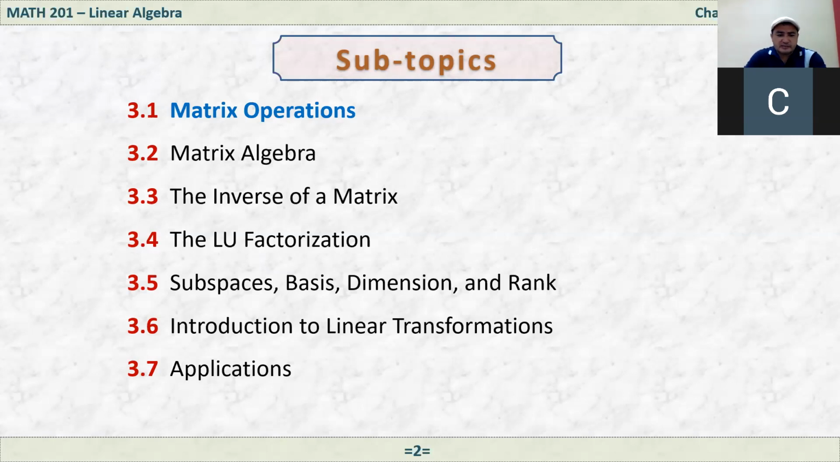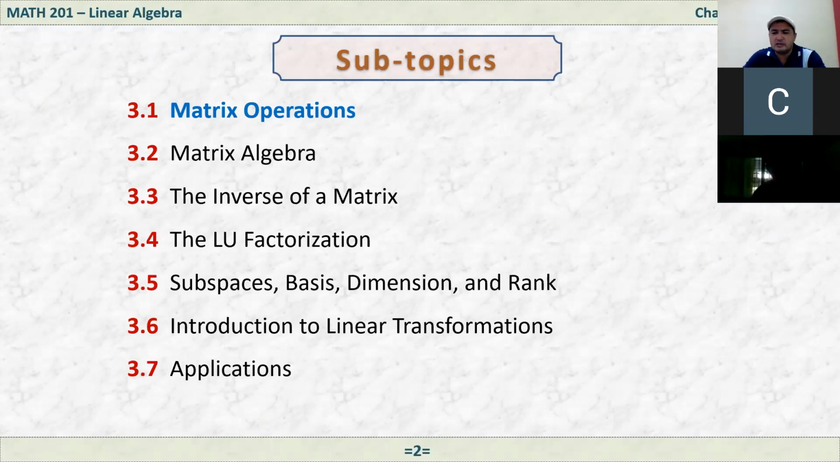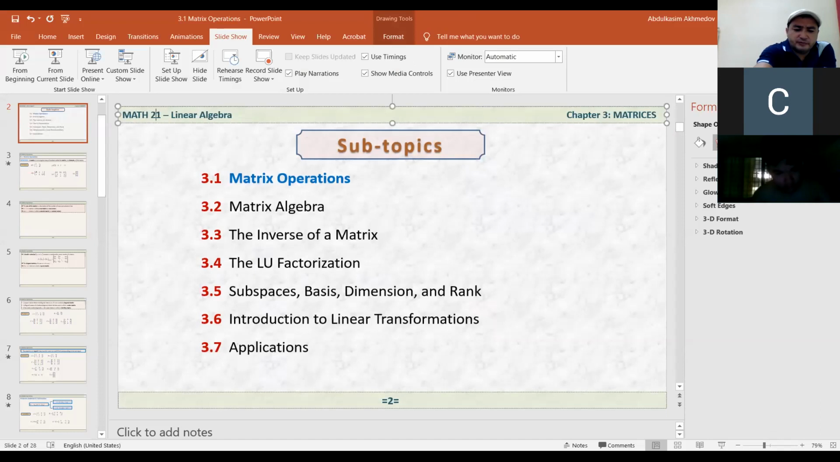What we have here is 7 subchapters: matrix operations, matrix algebra, the inverse of a matrix, the LU factorization, subspaces, basis, dimension, and rank, introduction to linear transformations and applications. Each subchapter here is actually a big chapter. Anyway, guys, I will send your assignment soon for chapter 2.